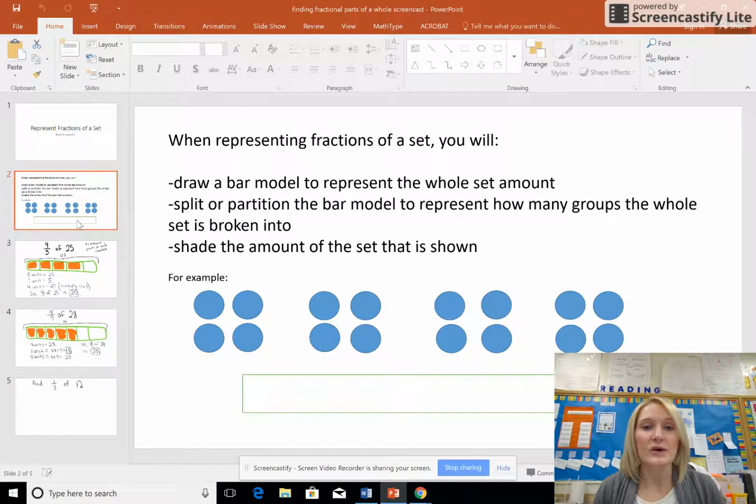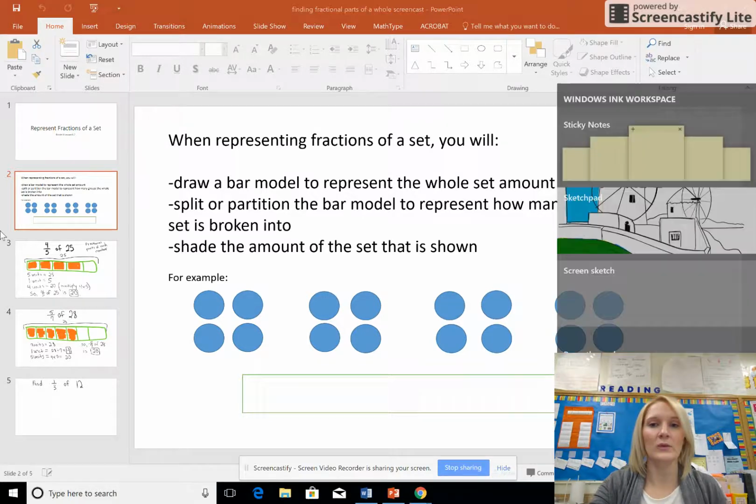When we do this, we're going to use a bar model to draw a whole to represent the denominator, or the whole amount of the set. We're going to split or partition the bar model to represent how many groups are in the whole. And then we're going to shade the amount of the set that's shown. And we need to figure out how much each piece is worth, just like we would do with a regular fraction.